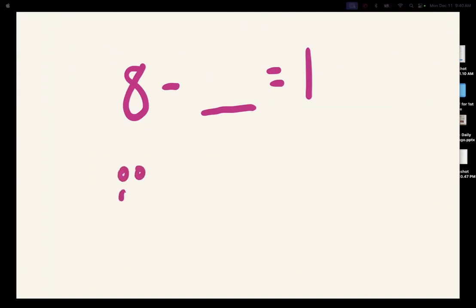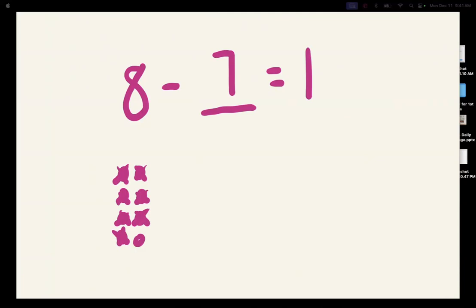You have 8: 1, 2, 3, 4, 5, 6, 7, 8. You can count them also in twos: 2, 4, 6, 8. And how many have one left? We're going to subtract. Good job, Miguel. Good job, Ava. Nicely done, Ava. Nicely done, Miguel. So you're going to get rid of 1, 2, 3, 4, 5, 6, 7. So 8 minus 7 equals 1.